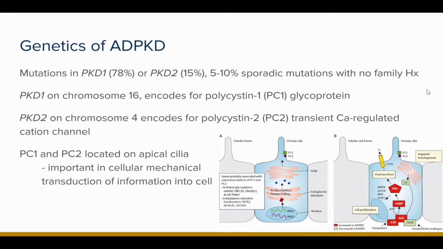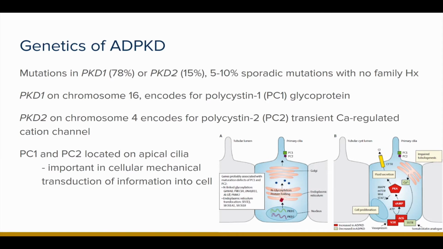Given that it's an autosomal dominant disorder, the genetics is quite important here. And the majority of mutations are related to PKD1, which is the most common variant, or PKD2, with there still being about 5 to 10% of cases that are a result of at least 200 sporadic mutations, which have been described in the literature in patients that may not have a family history.